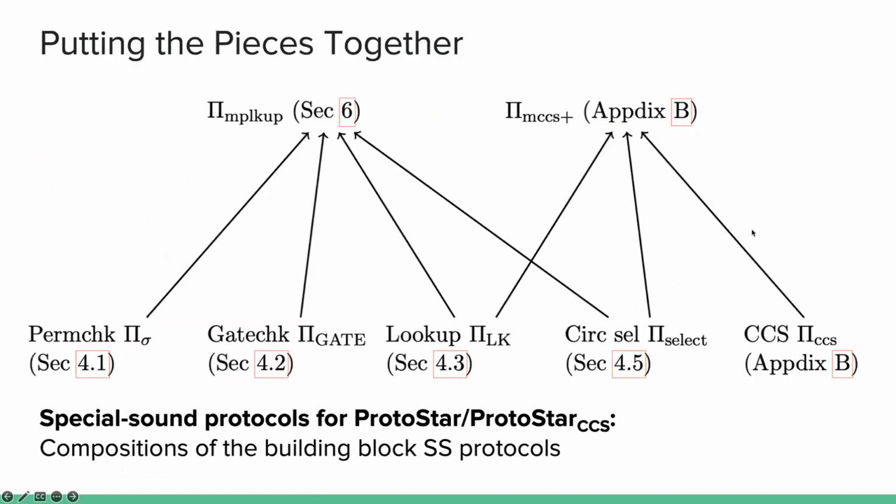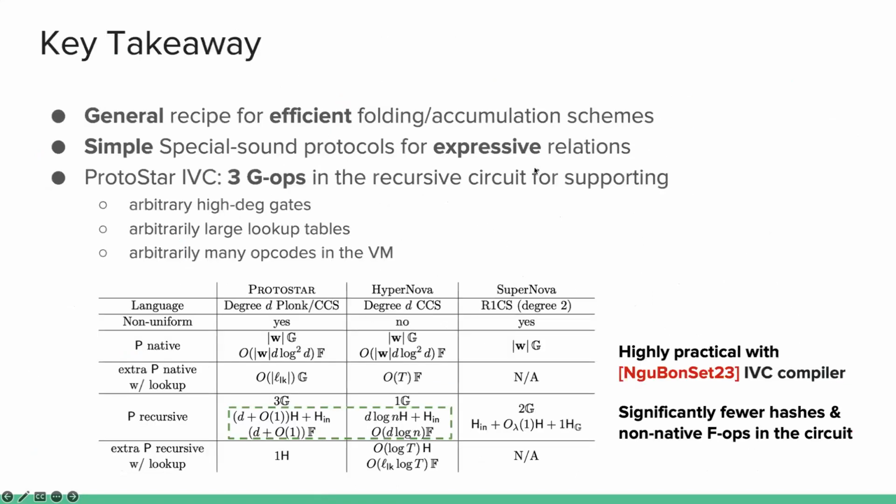Okay, so in summary, we have a lot of special sum subprotocols for some building block relations. And now, in order to obtain a special sum protocol for some NP-complete relation like Plonkup, we just compose all these subprotocols. That's it. So it's very easy, and it's very easy to analyze as well. Okay, so that's basically it. The key takeaway here is that we come up with a new general recipe for constructing efficient folding schemes. It's not only general, but without sacrificing efficiency.